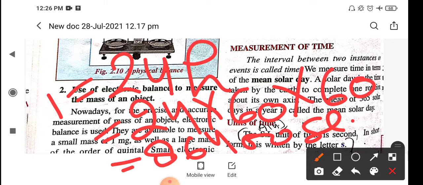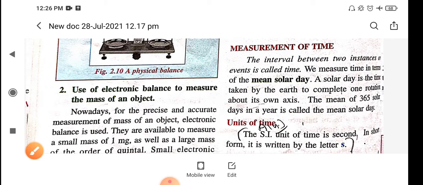That's why 1 second equals 1 upon 86,400 of 1 mean solar day. And 1 year is another bigger unit of time. 365 days make 1 year, as we all know. 1 year is the time taken by the earth to complete one revolution around the sun.